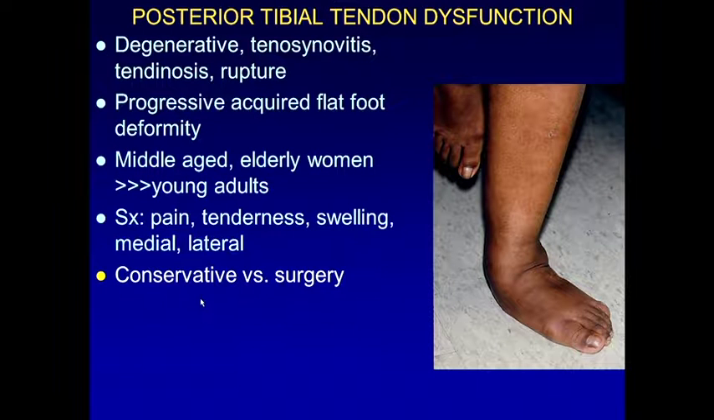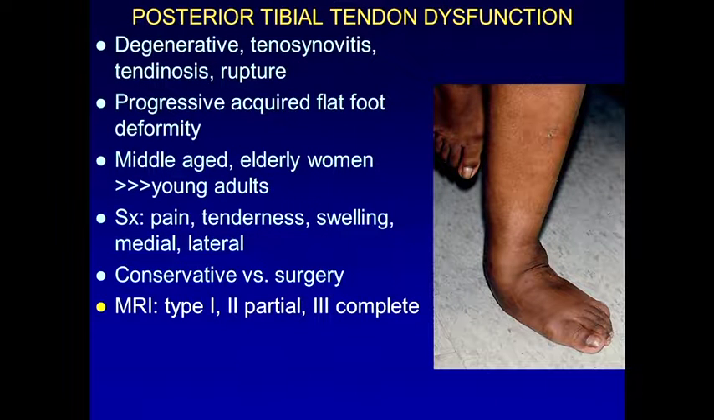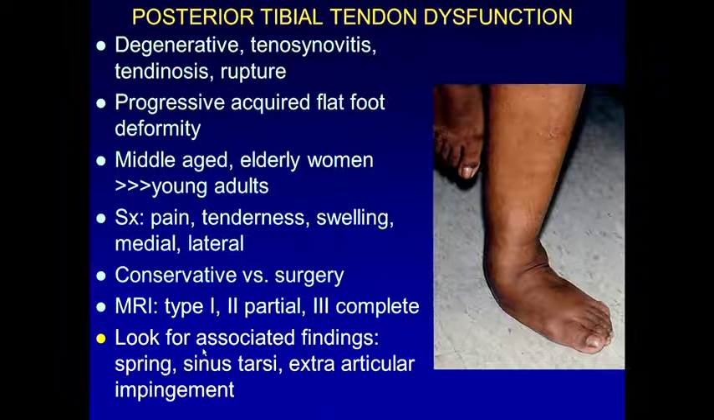Conservative treatment is usually early on, particularly when you have flexible flat foot deformity. Surgery is when the flat foot deformity is more advanced, more painful, and you're starting to have rigidity. When we look at the MRI, we should be distinguishing type 1 and type 2 partial ruptures from complete ruptures. Treatment could be very different. And again, we need to look for associated findings. So, for example, we need to look at the spring ligament. We need to look at the sinus tarsi, and we look at extra-articular impingement.